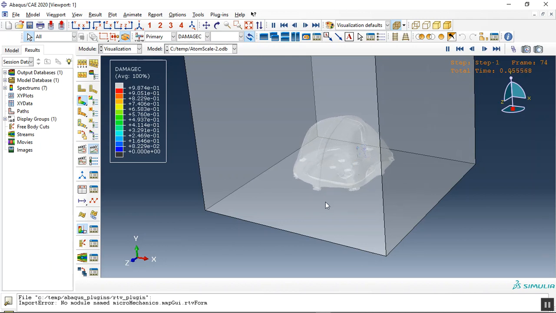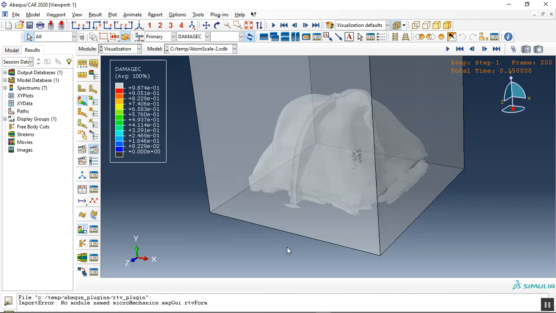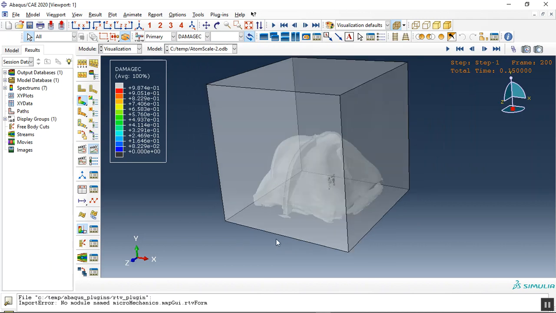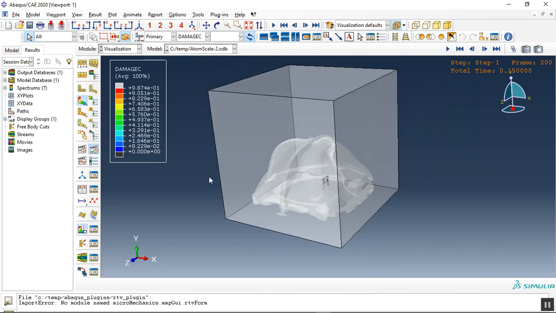Okay, so we use some techniques to model this in the CEL method, and concrete damage plasticity also.